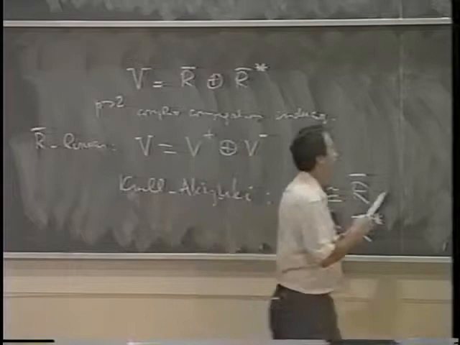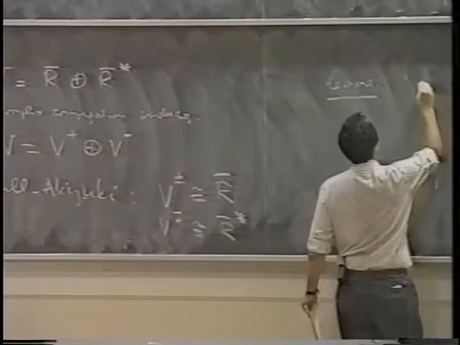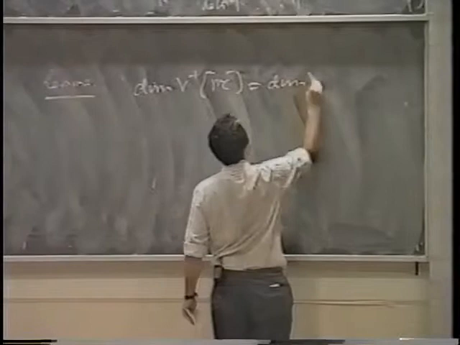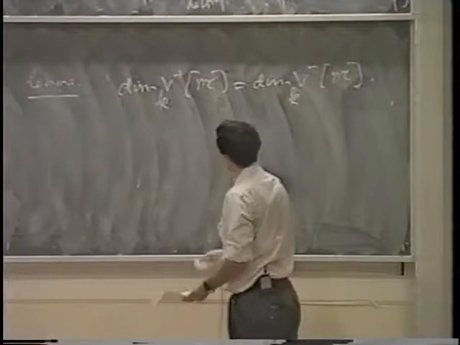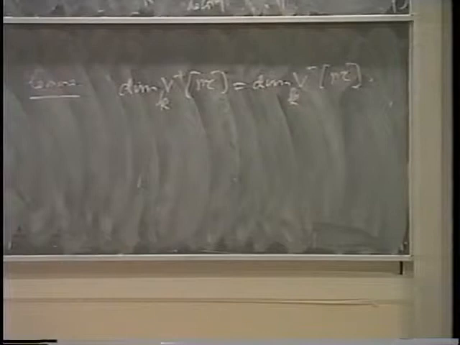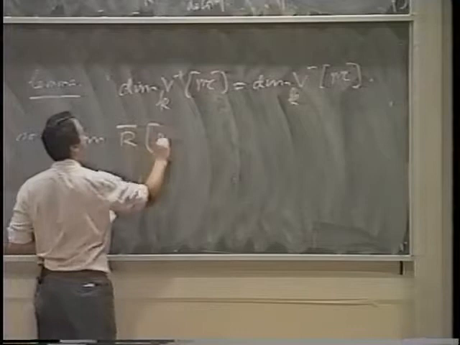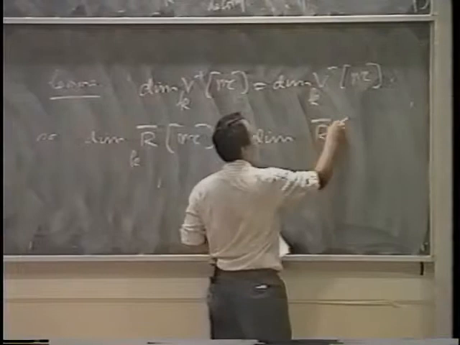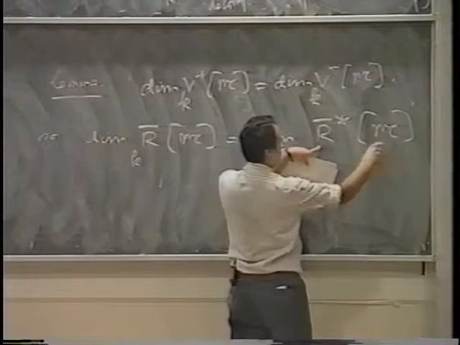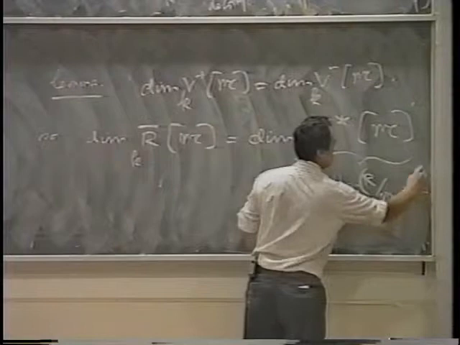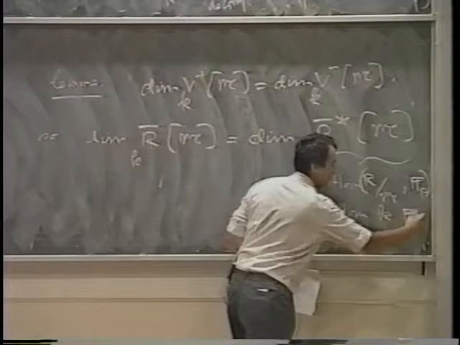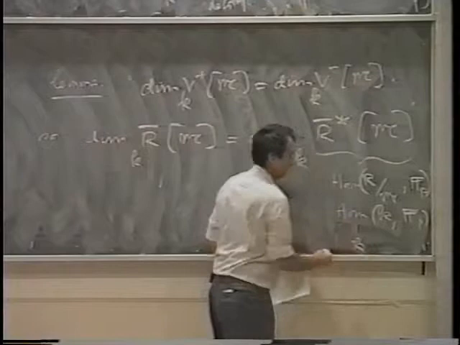So the lemma is the following. The dimension of V plus of Gothic M is equal to the dimension of V minus of Gothic M over small k. This is the part killed by Gothic M. Maybe it's an exercise. That's easy. And from this lemma, what you get is that the dimension of R bar of Gothic M over k is equal to the dimension of R bar dual of Gothic M over k. But by Pontryagin duality, this is the same as Hom of R modulo M, k, F_p. So this is Hom k, F_p, and this is a k vector space of dimension 1.